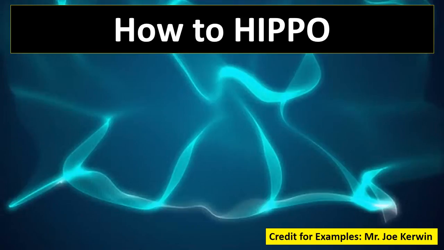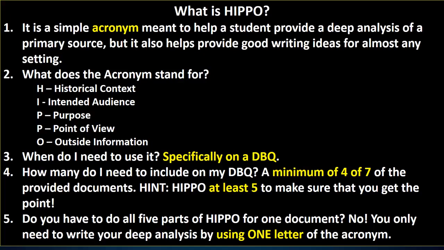Hey AP students, in this video we're going to discuss how to HIPPO a document on a document-based question, a DBQ, and I'll give you many examples of how to get this done. First off, let's talk about exactly what HIPPO represents. It's an acronym meant to help you provide a deep analysis of a primary source. But the reason for writing this, can you kind of flesh out what that means? Point of view: what is the point of view of the author who created that document? I think we all have bias in some way, so flesh that out as well. And then outside information, not specifically mentioned in the document. What can you bring to bear for that?